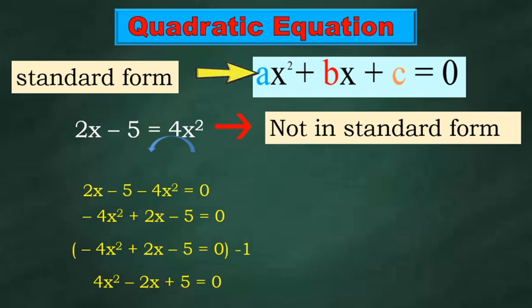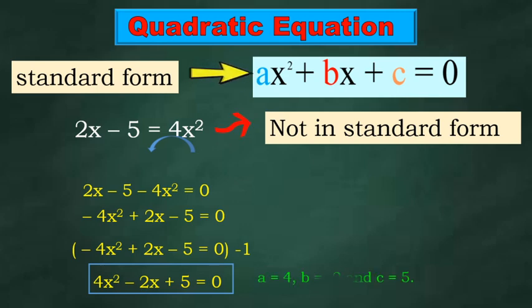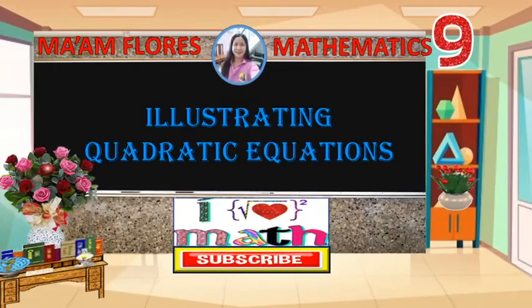Now 4x squared minus 2x plus 5 equals 0 is written in standard form. We can now get the values of a, b, and c. So the value of a there is 4. Then the value of b is negative 2, and the value of c is positive 5. And that's all.